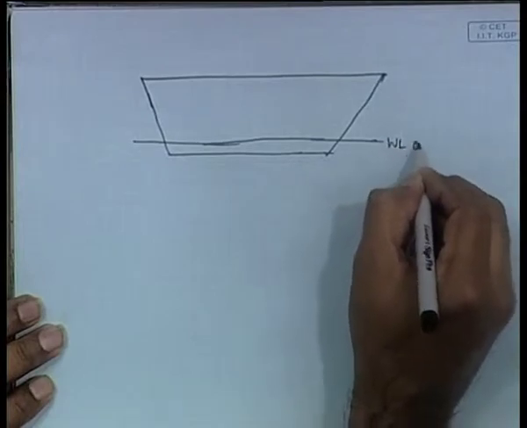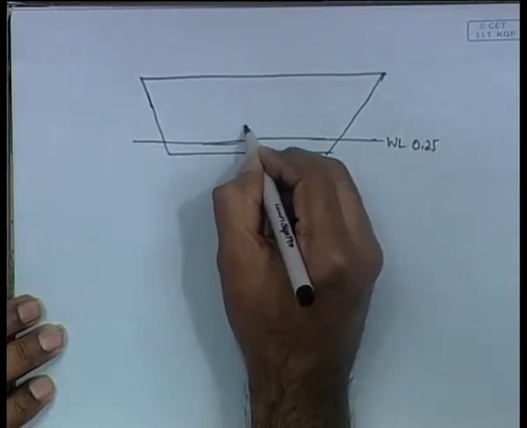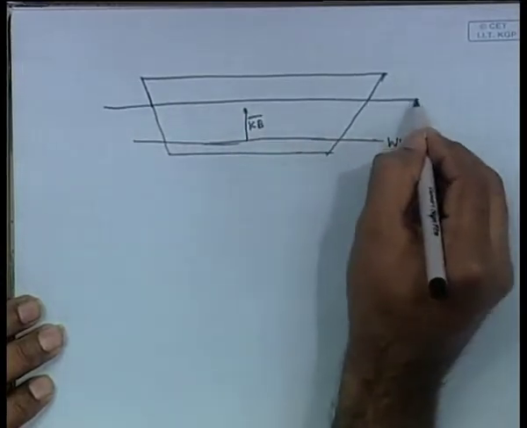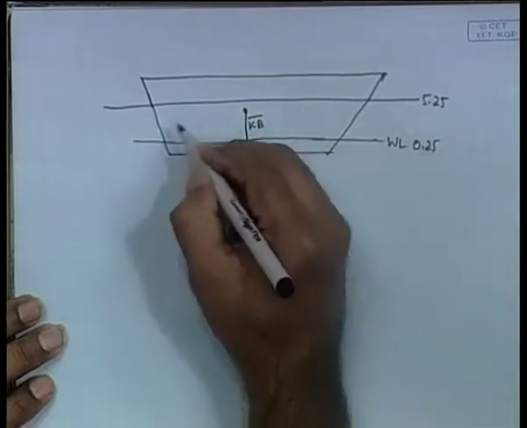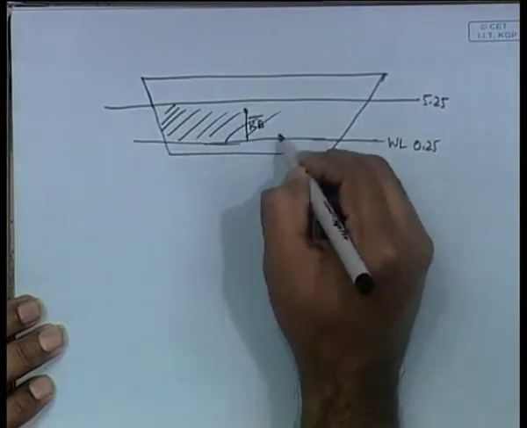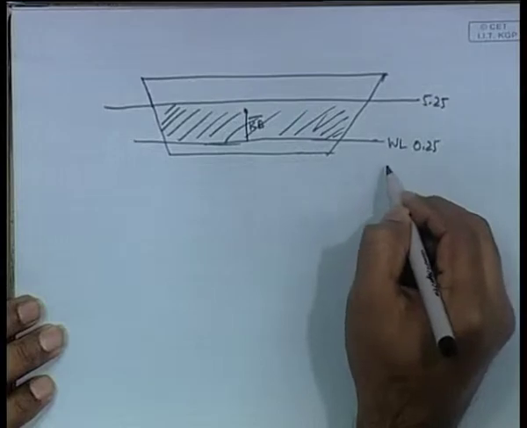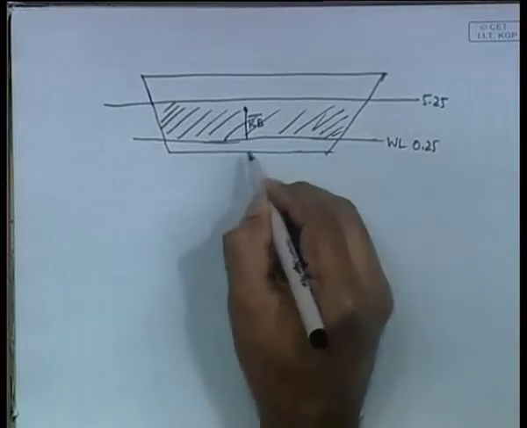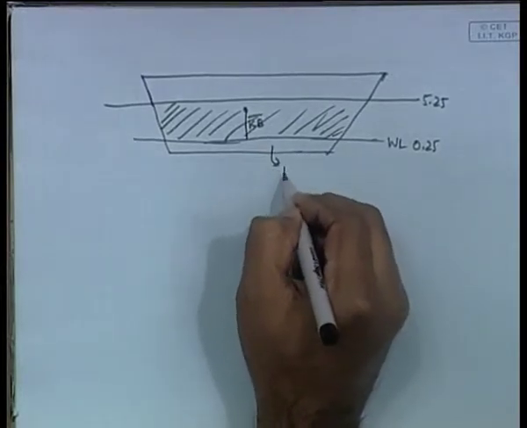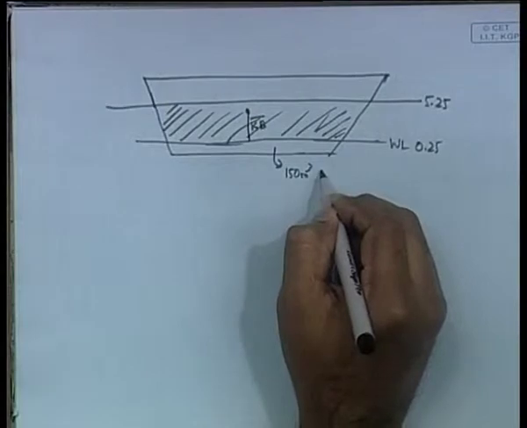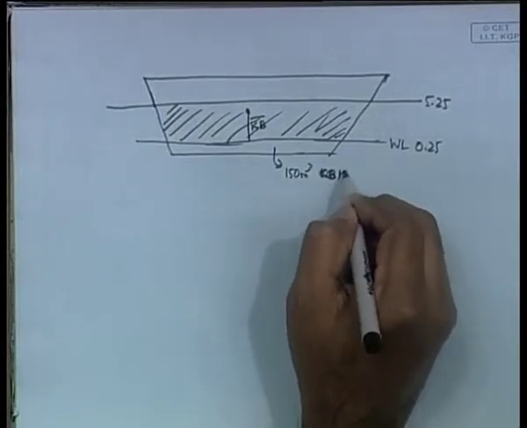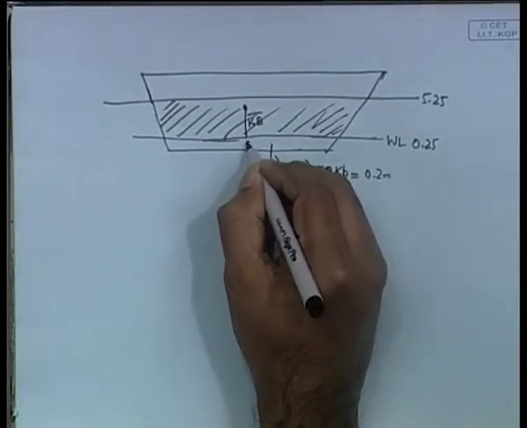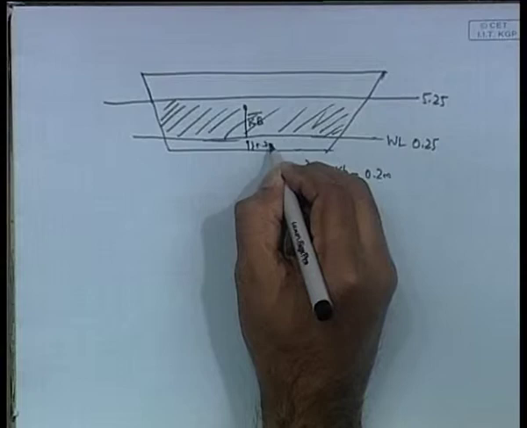So, this is waterline 0.25. You will get the Kb from this. Let us say that this is 5.25, this is given as a draft. So, you will get the Kb of this volume, but you will not get anything about this. That is why they have said that below 0.25 there is an appendage volume of 150 meter cube. That volume has a Kb, let us call it small kb, equal to 0.2 meter. The Kb of this volume, this distance, is 0.2 meter.